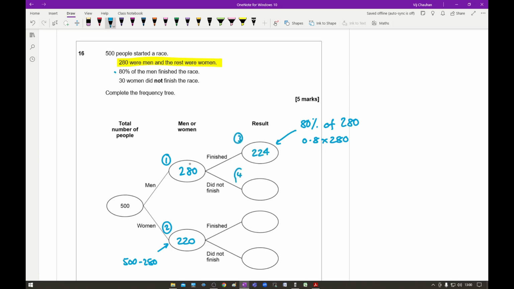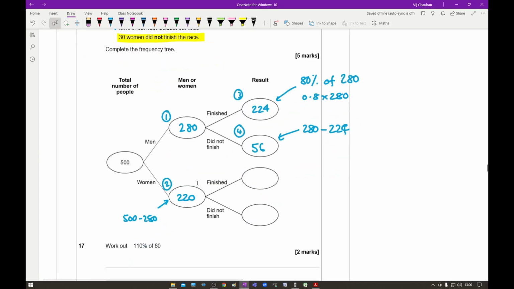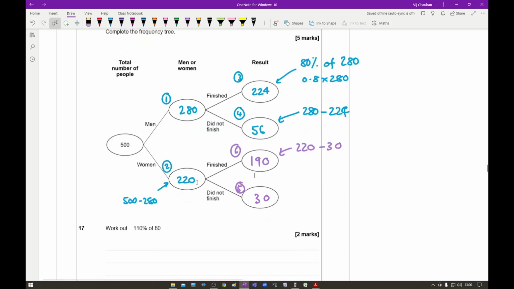So I can then work out how many men did not finish, and that's simply going to be doing 280, because that's the total number of men, minus 224, and that gives me an answer of 56. Then using the last bit of information, it says 30 women did not finish the race. So if I go down to the number of women who did not finish the race, that's going to be 30. And then to work out the number of women who did finish the race, well, if they're 220, it's going to be 220 minus 30, which gives us an answer of 190. And there we've completed our frequency tree.